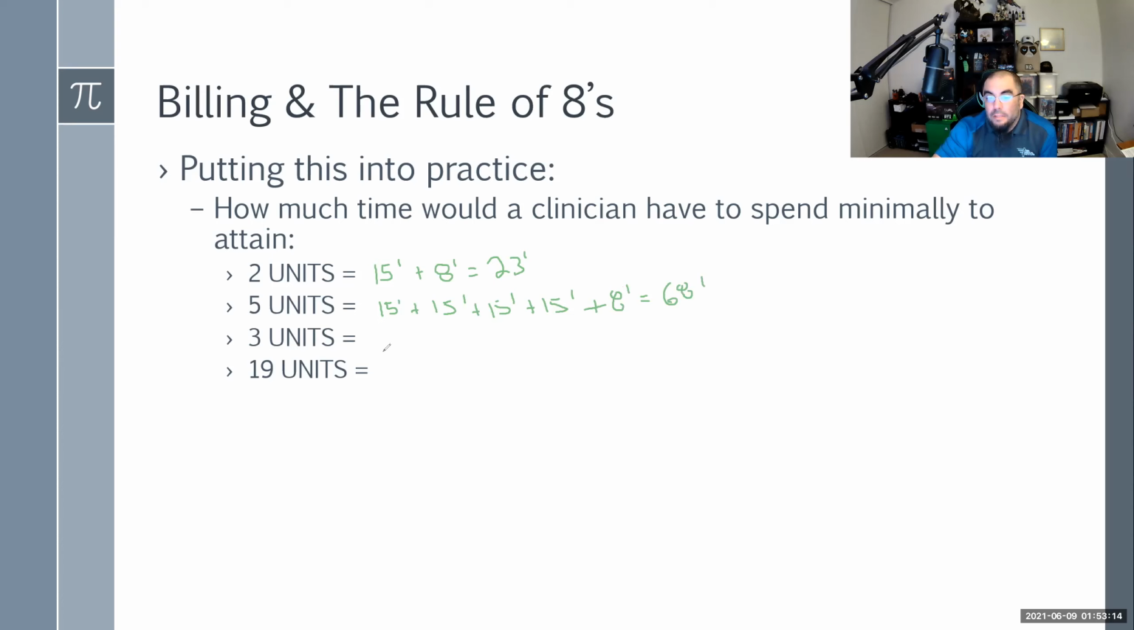How to get to 3 units? Well, 3 units, we have to have 2 full 15-minute brackets, and then we can add 1 more 8-minute bracket. That would be 38 minutes. 19 units. Well, to get to 19 units, we'd have to do 15 minutes times 18. We'd have to go 1 unit short there, right? And then add 8 minutes to that.